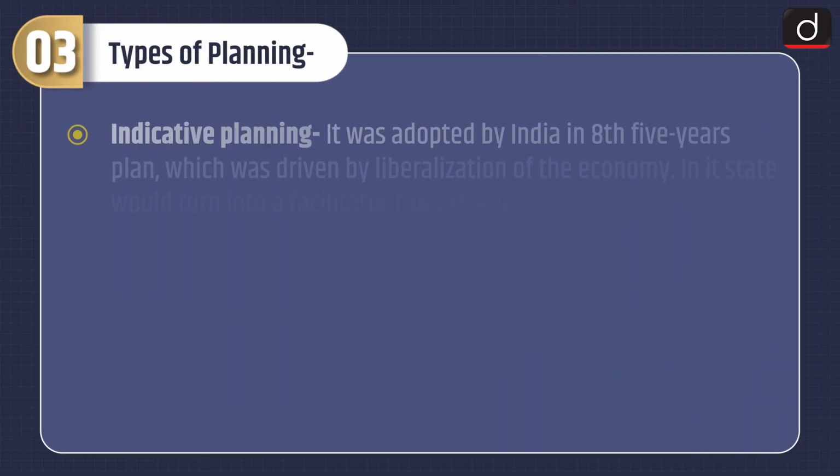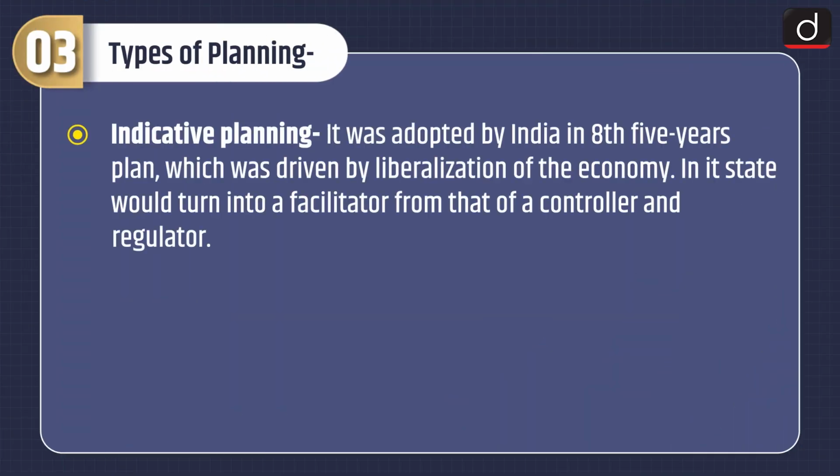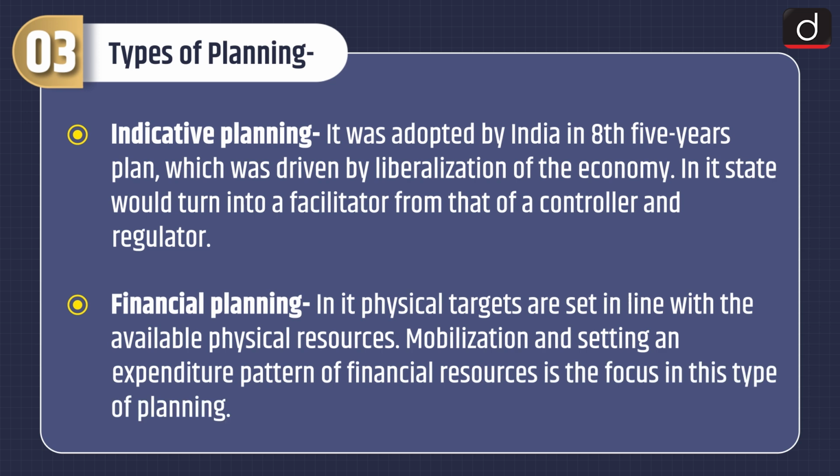Now moving on to types of planning. Indicative planning. It was adopted by India in the 8th 5 year plan, which was driven by liberalization of the economy. In it, the state would turn into a facilitator from that of a controller and regulator. Financial planning. In it, physical targets are set in line with the available physical resources.